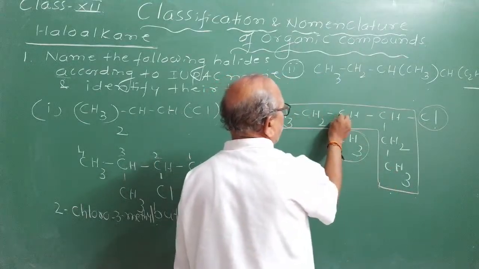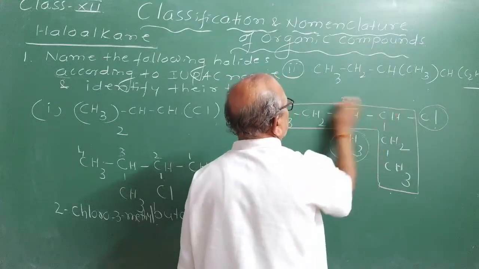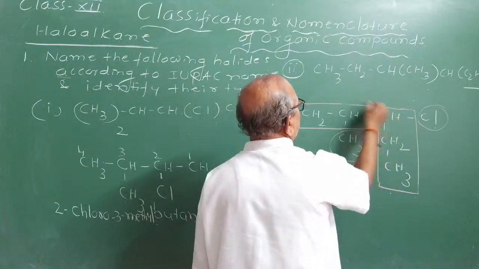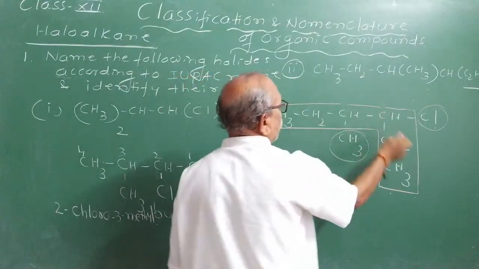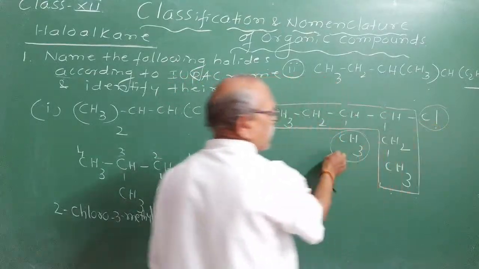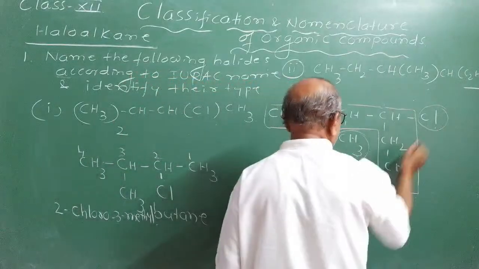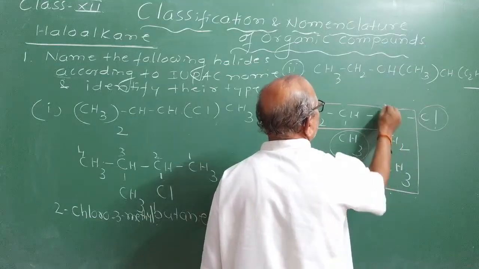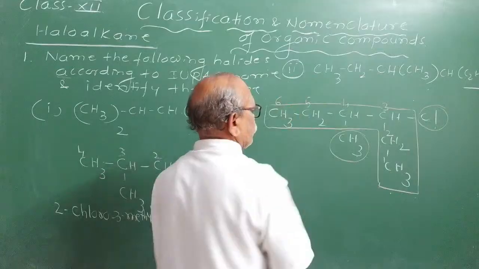1, 2, 3. If you write 3 and 4 here, 3 plus 4 becomes 7. If you come from this end, 1, 2, 3, 3 plus 4 becomes 7 here also. But in alphabetical order, does chloro come first or methyl? Chloro comes first, therefore the correct numbering will be 1, 2, 3, 4, 5, 6.